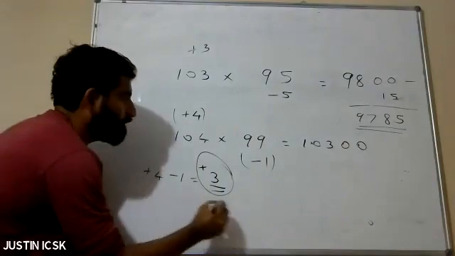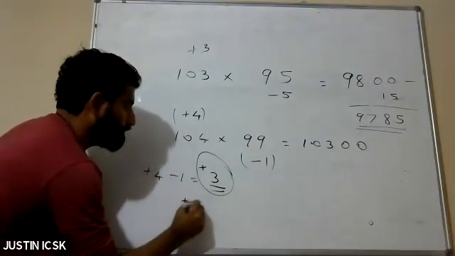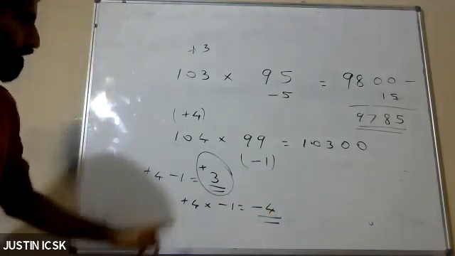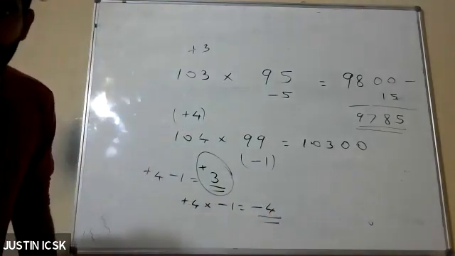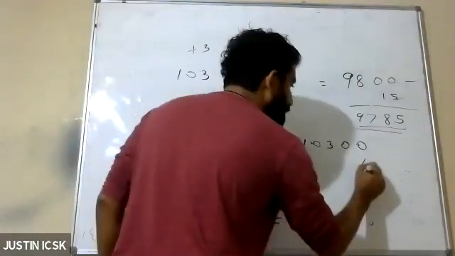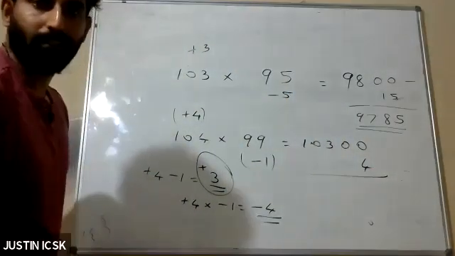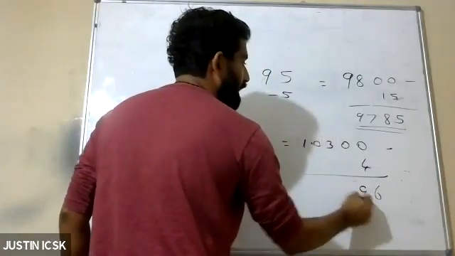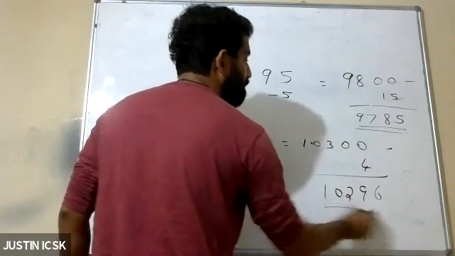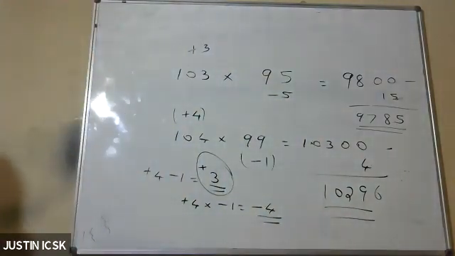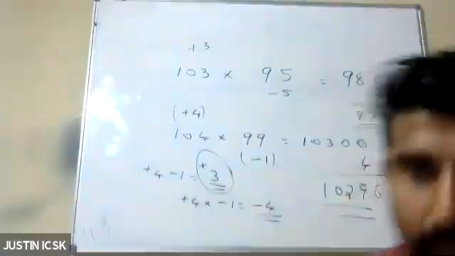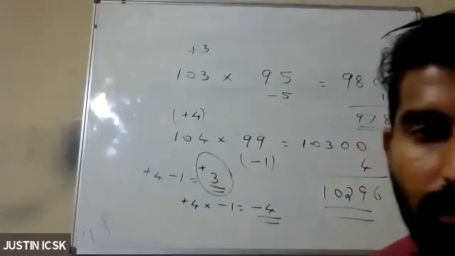If I multiply plus 4 into minus 1, you know you get minus 4. So that 4 you minus from here. So your answer is 10296.